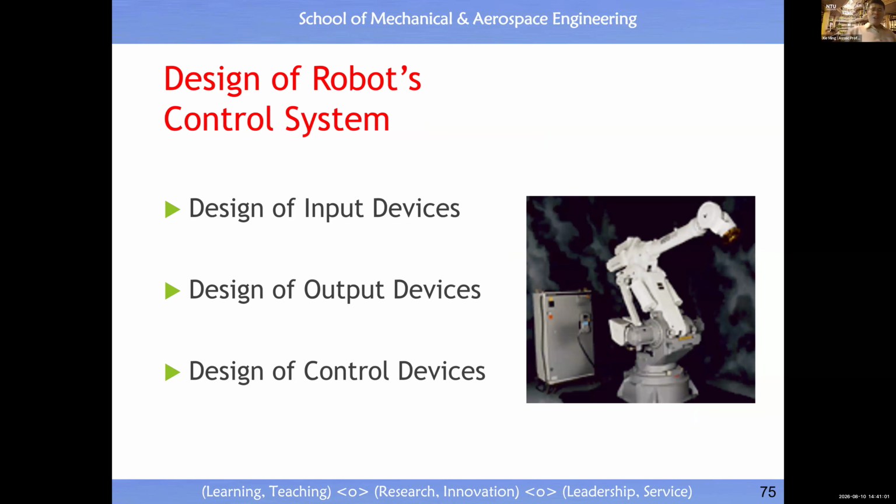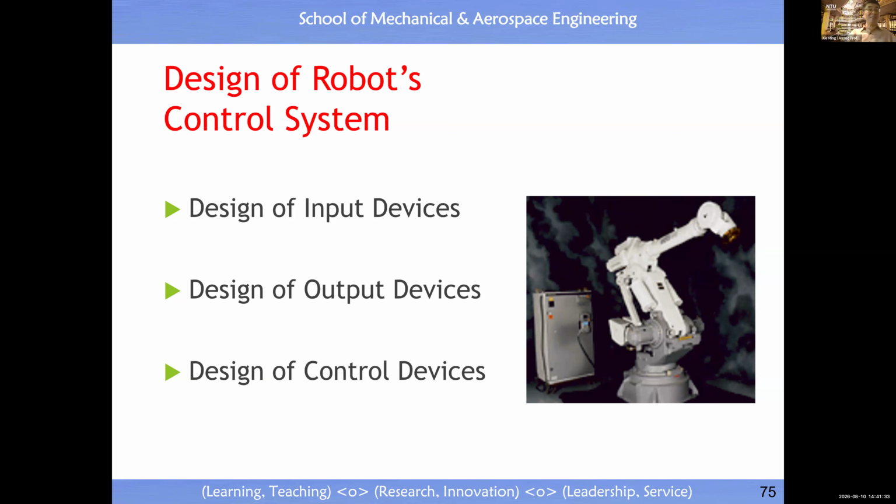Then what should be the key consideration for the design of a control system? These are the 3 guidelines. You must consider: what are the input devices? What are the output devices? Input devices include sensors, all kinds of sensors, which input to the control system. Output devices include actuators, which output energy and motion. Then the control device means a controller, right?